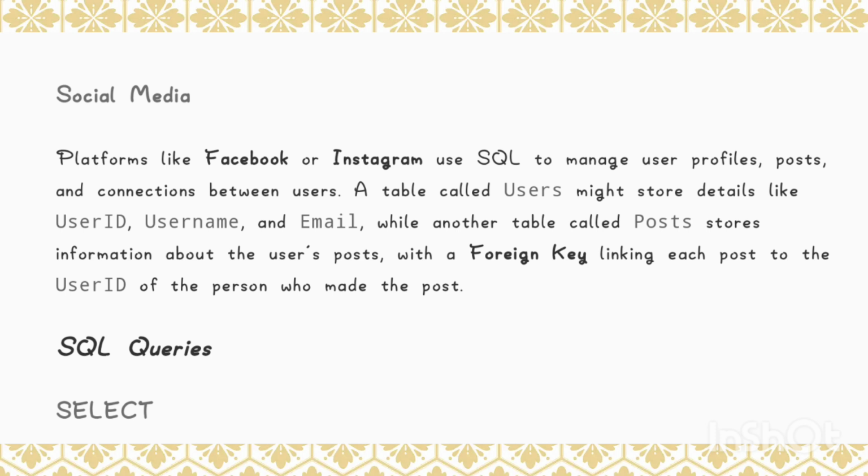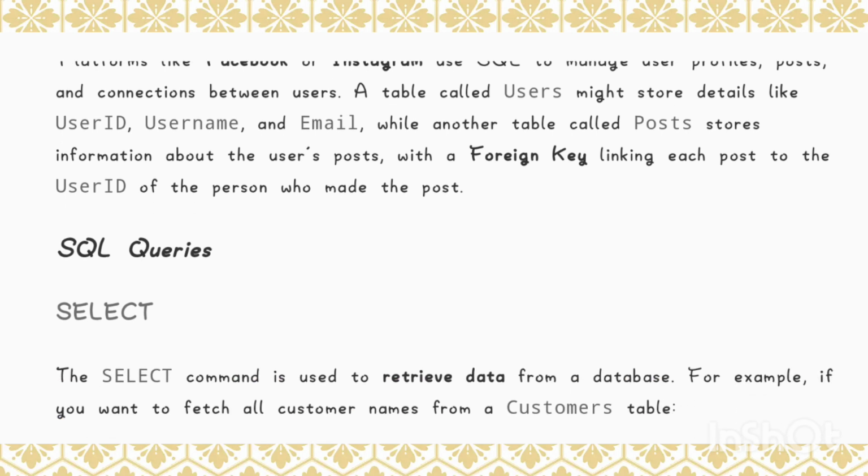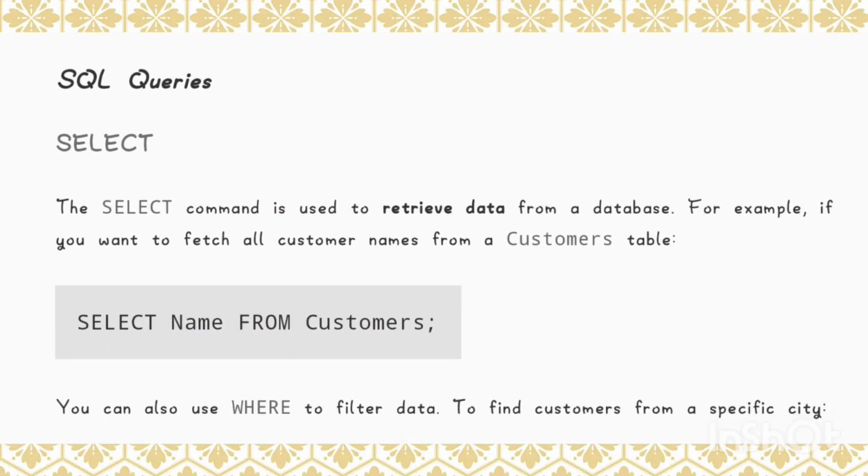Social media platforms like Facebook or Instagram use SQL to manage user profiles, posts, and connections between users. A table called Users might store details like user ID, username, and email, while another table called Posts stores information about the user's posts, with a foreign key linking each post to the user ID of the person who made the post.